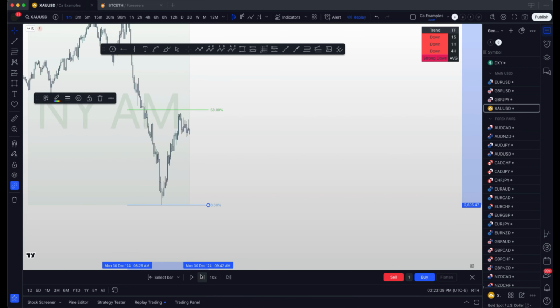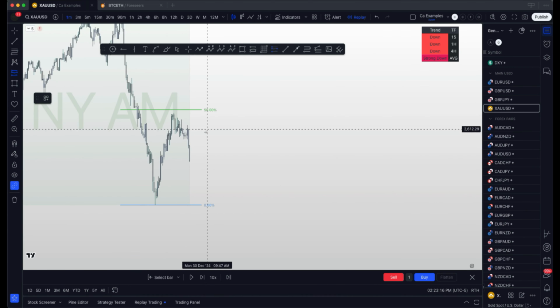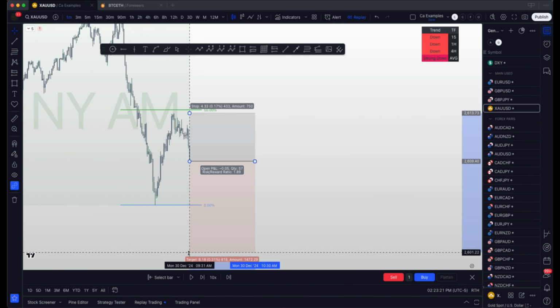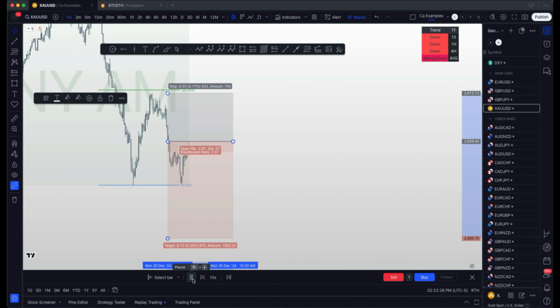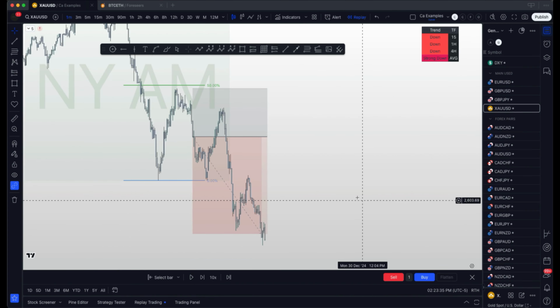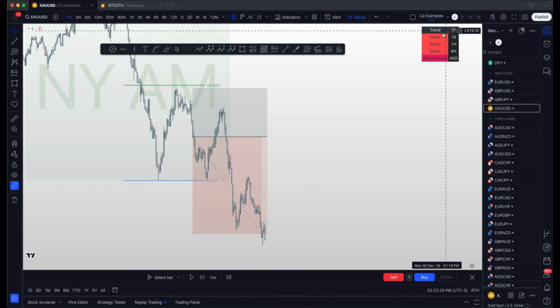I mean, you could get in here. Stop loss at that high. Again, let me just go for that 2R. Wait. Okay, there we go. All right, so 2R.